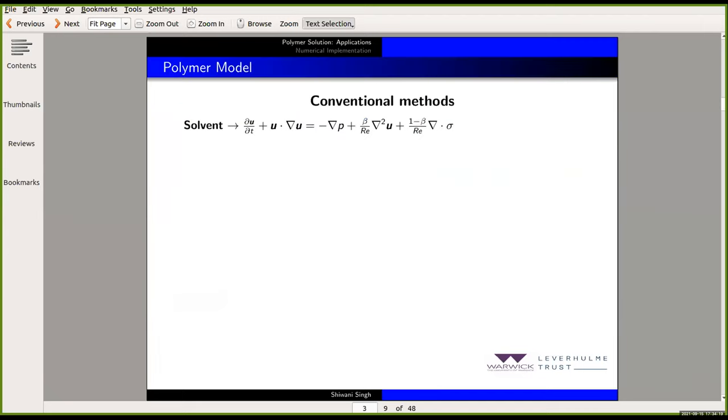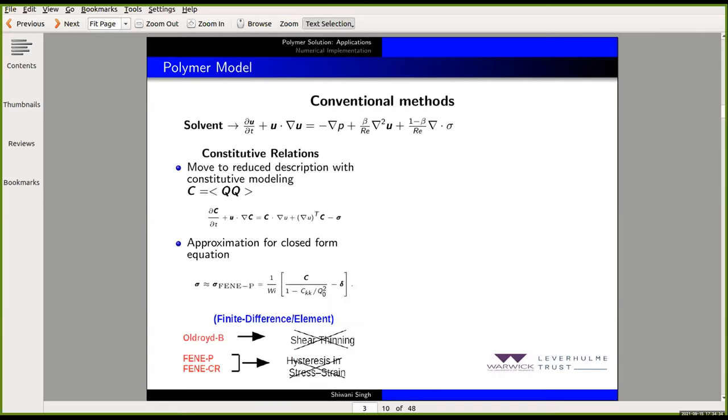Now, conventionally, what is done is we solve the solvent part using a Navier-Stokes equation, which includes a contribution due to the polymer, the polymeric stress, like an extra stress. Now we need the information of the stress, which we can find through the constitutive model, which depends upon the second order moment of the end-to-end vector, which is Q here. But these equations are not closed. In order to make a closed form constitutive equation, we need to do some approximations. And while doing this approximation, we lose some physics behind the model.